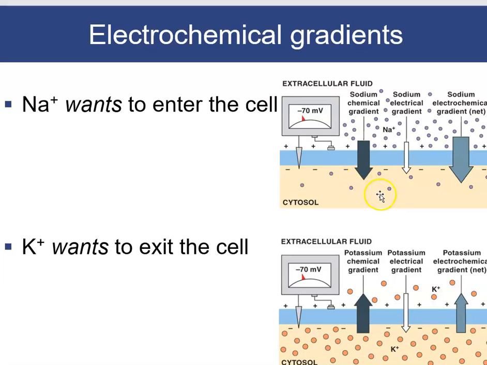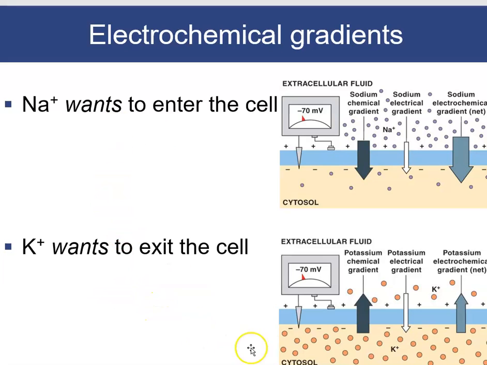The inside of the cell has a negative charge. The outside is more positive. Sodium has a positive charge. That creates an electrical gradient. You put those two together and you create this very strong electrochemical gradient that is trying to pull sodium in. So sodium wants to enter the cell.